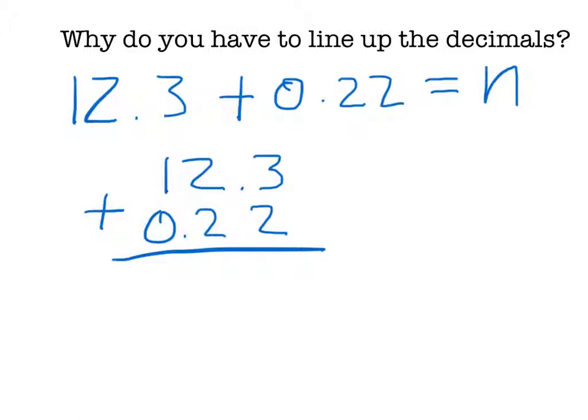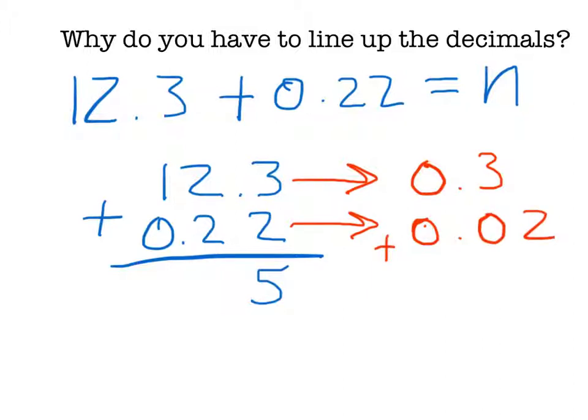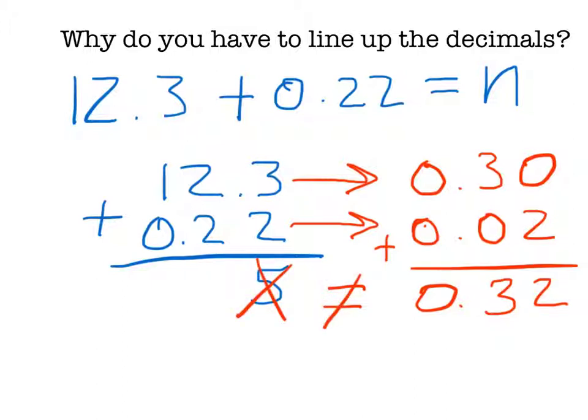If we were to add this way, 3 and 2 would add together to equal 5. But they don't really equal 5. Here's what I mean. This 3 is 3/10, or 0.3. This 2 is actually 2/100ths, or 0.02. If we were to add these up, we would get 2, 3, decimal point 0, or 32 hundredths. That is not the same as 5, so that would be incorrect.